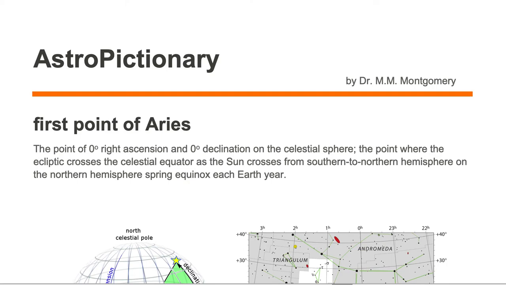The first point of Aries is the point of 0 degrees right ascension and 0 degrees declination on the celestial sphere. It is the point where the ecliptic crosses the celestial equator as the sun crosses from southern to northern hemisphere on the northern hemisphere spring equinox each year.